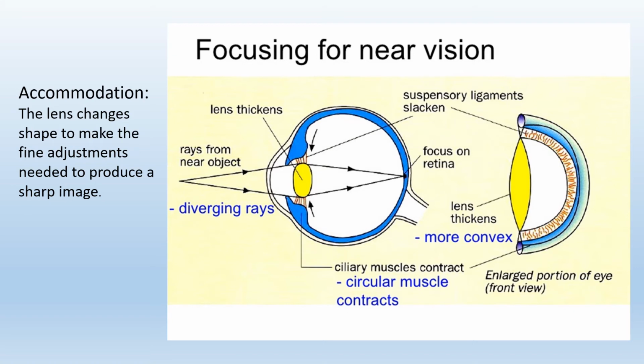The lens is attached to ciliary muscles through suspensory ligaments, and change in these two structures is involved in the process of accommodation. For a nearby object, muscles of the ciliary body contract, suspensory ligaments slacken, lens becomes more convex or rounded, and image is formed on retina as is obvious in this diagram. Here you can see the light rays passing through the lens and then they are focused onto retina. The shape of the lens is more convex or more rounded.